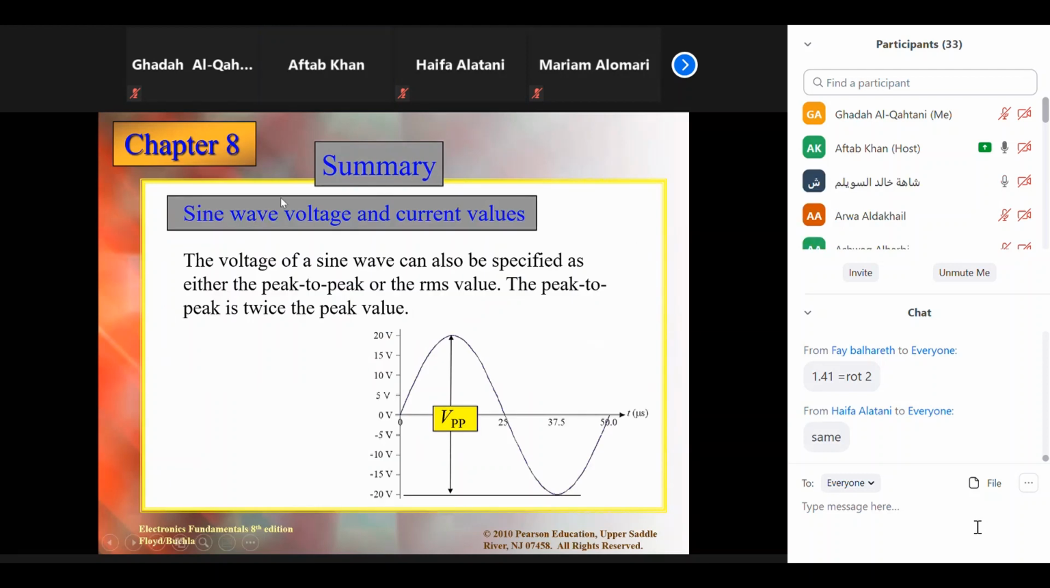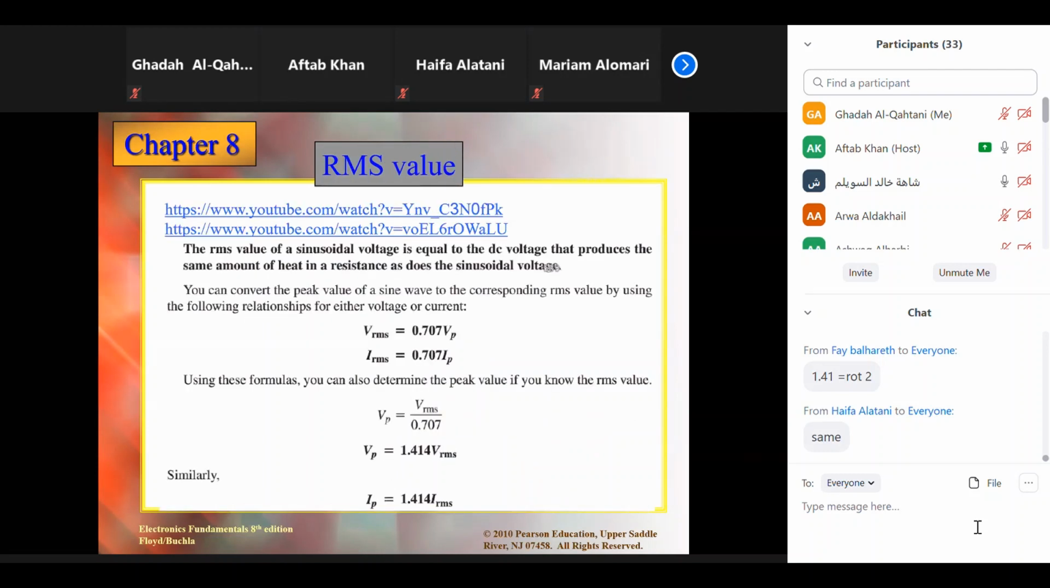Sine wave, current value. I have a question. Yes. How can we find IP? How can you find IP? Okay, so this is the peak value of the current. Maybe it will be mentioned in the question that for the given peak value of the current, calculate the IRMS value. It will be in the question. In the question, yeah.